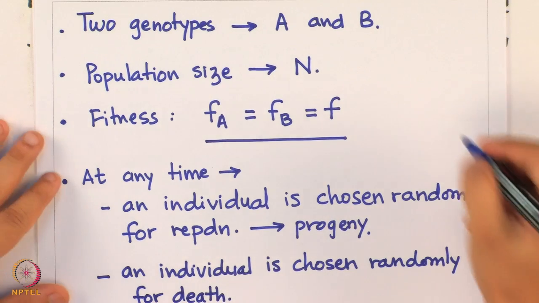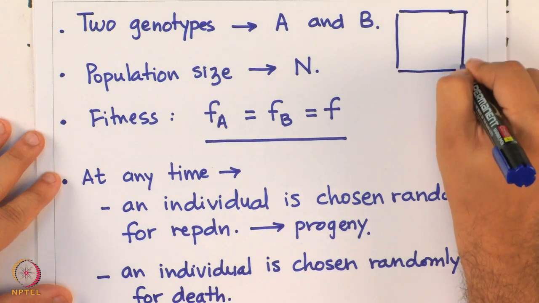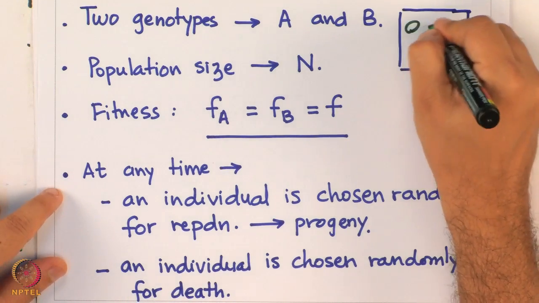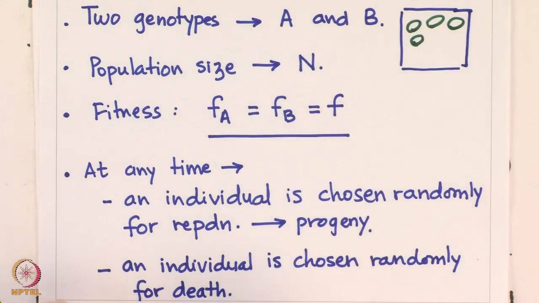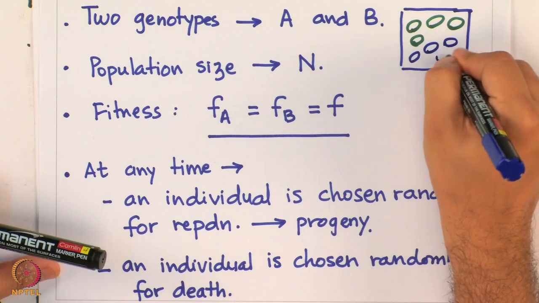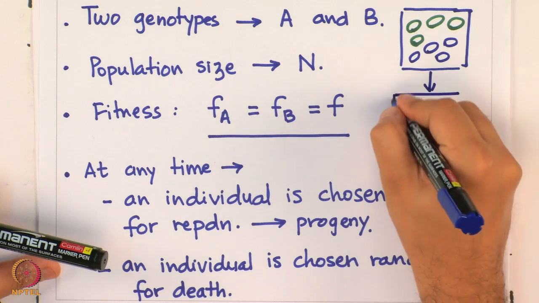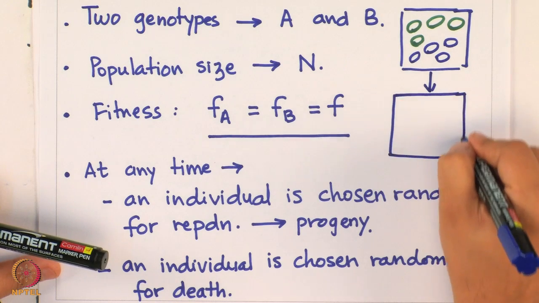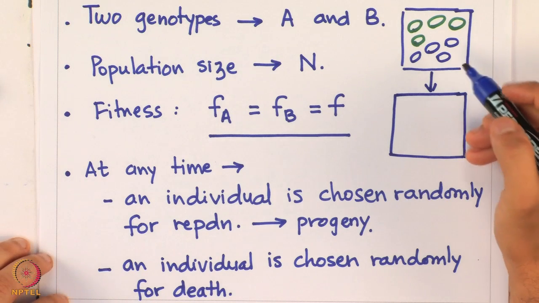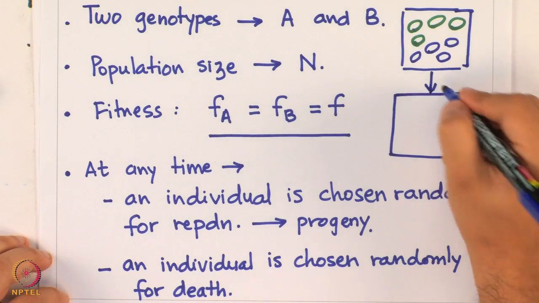So what's happening is that at any given point in time, if this is my system at time t, and the population makeup of my system at time t looks like this, I have a bunch of genotype A represented by green and genotype B represented by blue. What I am going to do at this time step is select an individual randomly, and the selection of that individual will mean that this is the individual which has given rise to the progeny in this time interval that I am talking about.